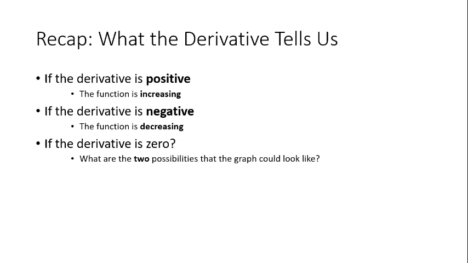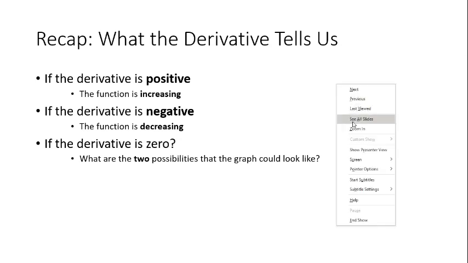So if a function is increasing on a particular interval, that means all of the slopes of the tangent lines are positive, and that means the derivative is positive. So if the derivative is positive at a specific point or interval, that means the function is increasing. If the first derivative is negative at a point or interval, that means that the function is decreasing.